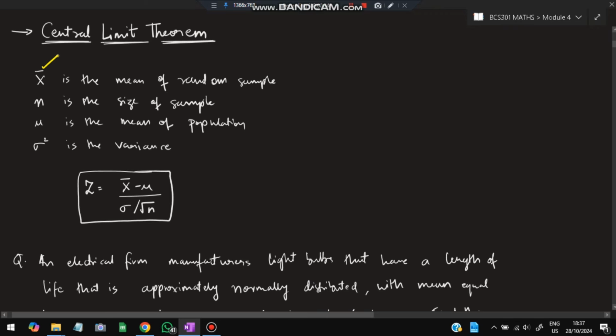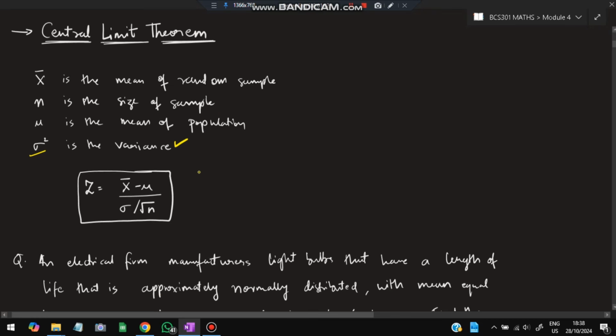If you use x bar, that means it is the mean of the random sample. From a population of the data, we are taking a small sample of it. The sample's mean value is denoted by x bar. N is the size of the sample, how many values you have taken in the sample, and nu is the mean of the population, meaning the whole population's mean value. That is denoted by nu, and sigma square is the variance of the population.